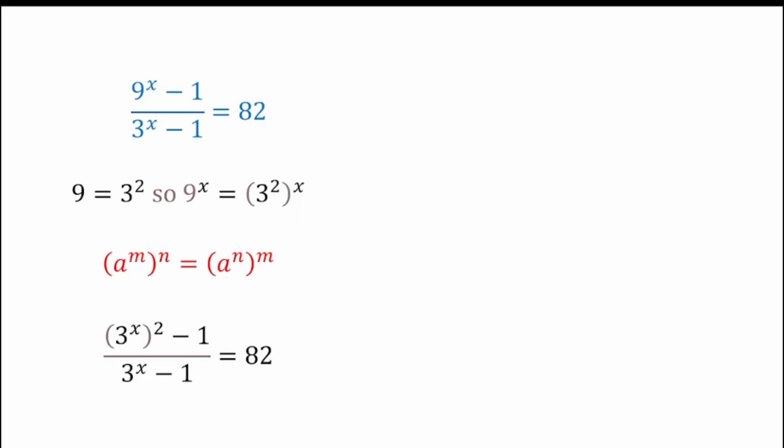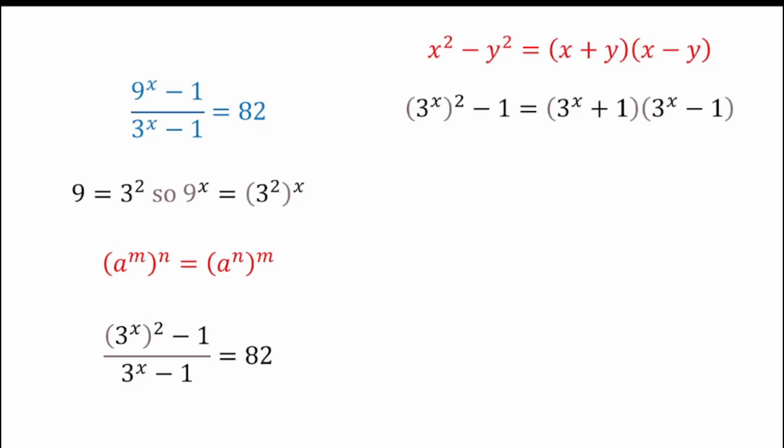And so on the top here we have a difference of two squares. So if we have x² - y², it will always be equal to (x + y)(x - y). And so similarly with (3^x)² - 1, well 1 is obviously 1 squared, we get (3^x + 1)(3^x - 1). If we replace this now on the numerator, we get this.